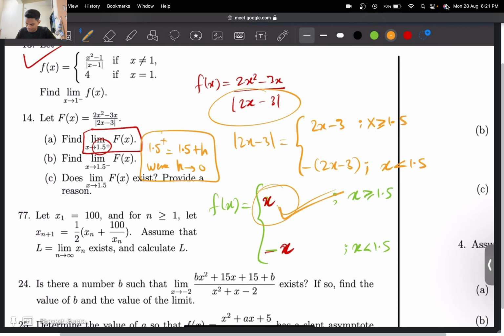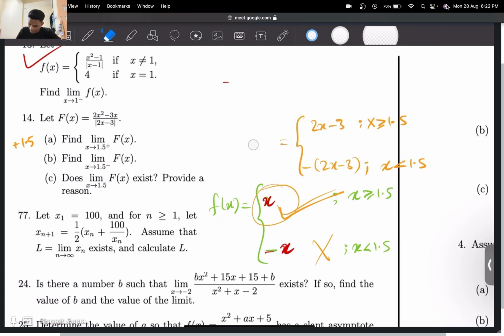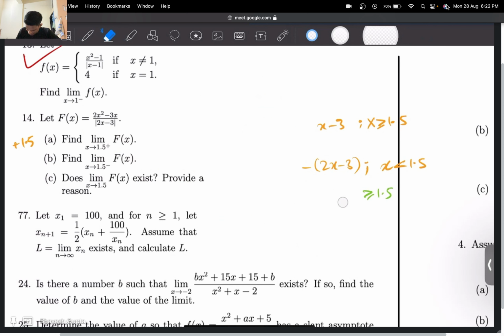But not this one, so you need to be very careful in this case. What we found is that this particular limiting value turns out to be 1.5. That's it. Plus 1.5, and I'm emphasizing it is plus, not minus. So this is how you solve this particular A part. Now we will jump to the B part.